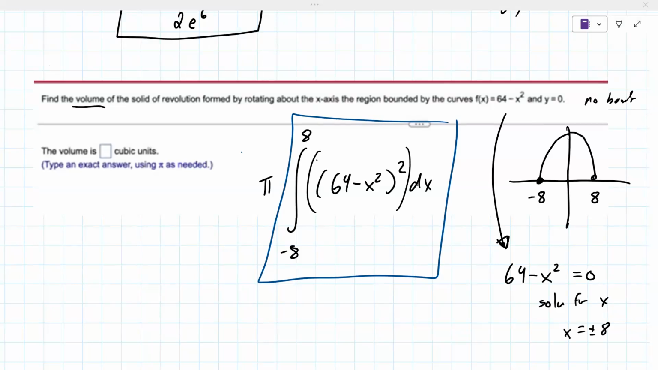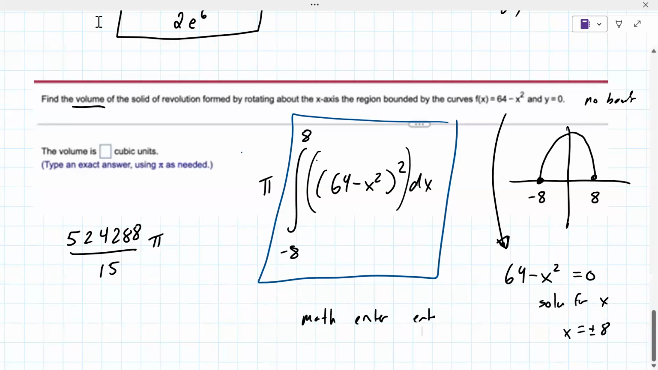So the answer here is 524,288 over 15 pi. Did you put that in a fraction? Yes, you have to, and you'll have to do the math, enter. Okay, that's what I got. Great. Any questions on that? No, that makes sense. All right, let's keep going.